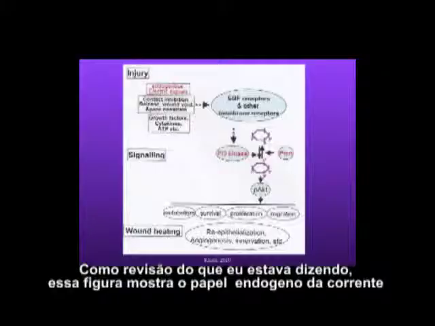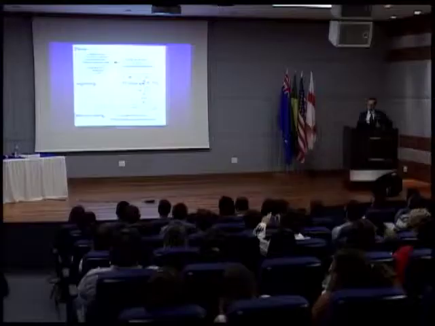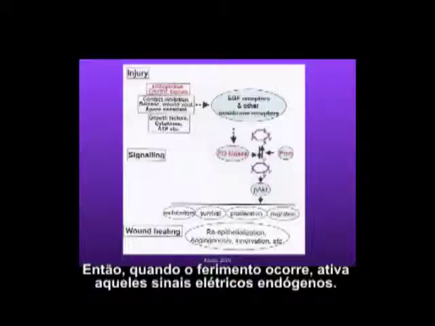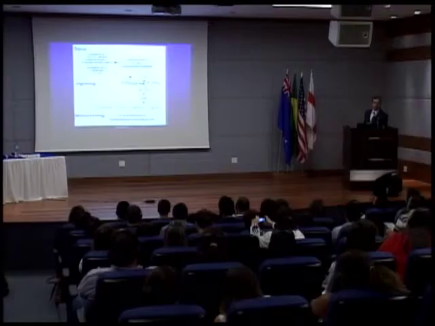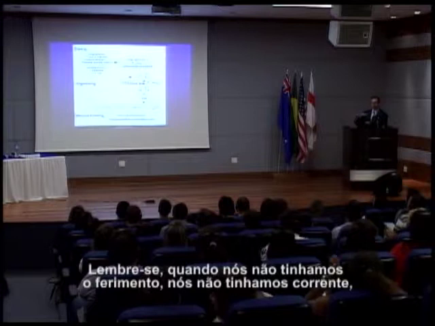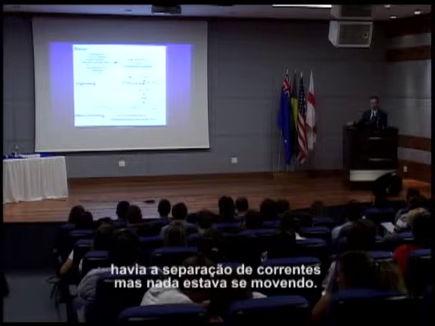Okay. So, as a review of what I was just saying, this picture shows the role of the endogenous, meaning your body's natural electric current, in wound healing. So an injury occurs. When the injury occurs, it activates that endogenous electrical signal. Remember, when we didn't have an injury, we had no current. We had a separation of charge, but nothing was moving. We get the injury, get the current.